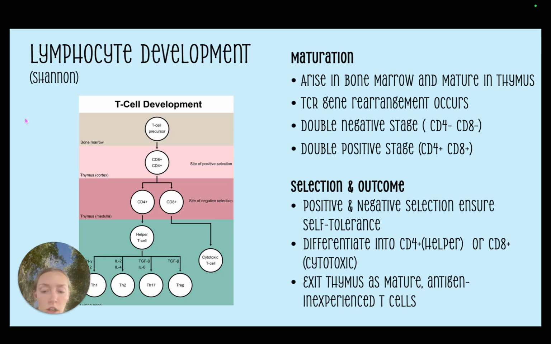After that, negative selection occurs in the thymus. In this step, T cells that bind too strongly to self-antigens are eliminated to prevent autoimmunity. Together, these processes ensure that surviving T cells can recognize antigens appropriately without attacking the body's own tissues. Finally, once they pass selection, these cells leave the thymus as mature but antigen inexperienced, or naive T cells. They then circulate through lymphoid organs ready to respond when they encounter their specific antigen. Overall, T cell development ensures both diversity in antigen recognition and self-tolerance, which are essential for a properly functioning immune system.